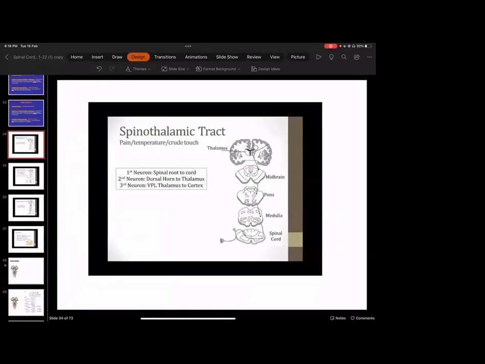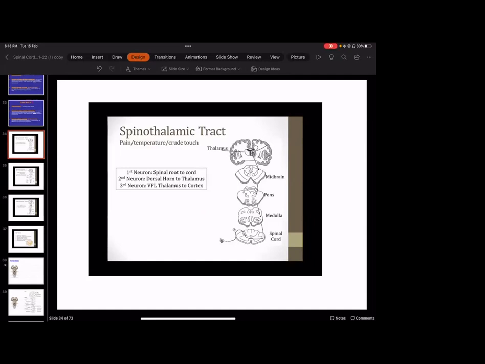So you have the spinothalamic tract. The main thing you have to know is that the spinothalamic tract carries pain, temperature, and crude touch. All sensory tracts but two use three neurons, while the motor tract uses two. We'll get to that. You take your information from the spinal root, it goes towards the cord and synapses here, changes sides, and goes all the way up to the thalamus.